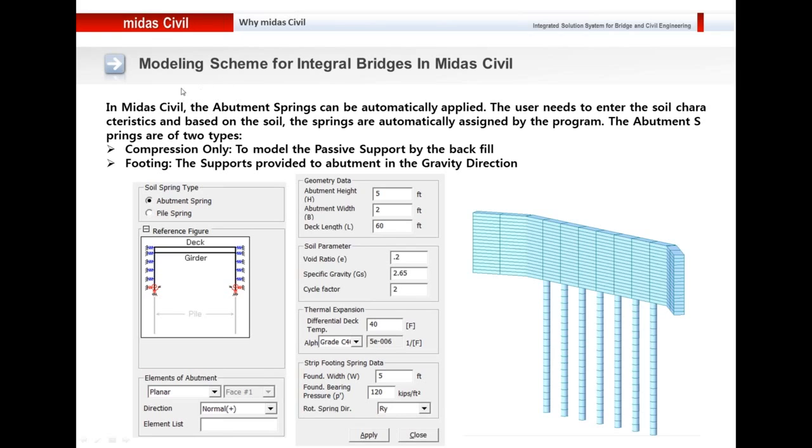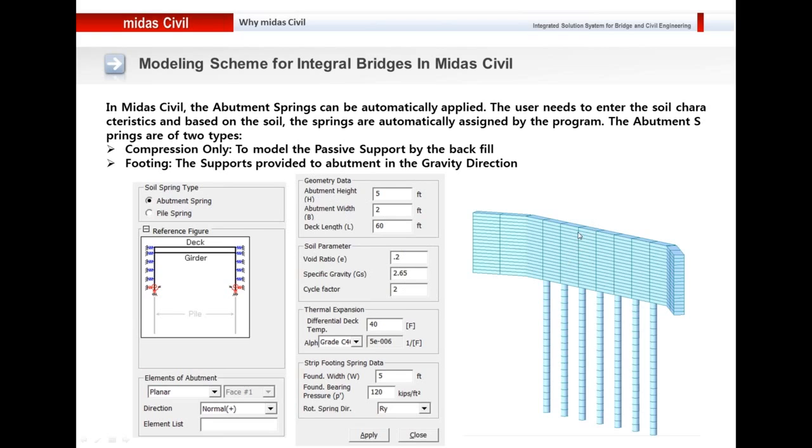Now, to study how the springs are applied in Midas Civil, I've shown you the theory behind it, and then we will see how we can apply the springs to the abutment. So here you can see, when you want to model the spring supports for the abutment, let's say that this is the abutment which has these wing walls, and I want to apply soil supports to this abutment. So what I'll do is I'll go to the integral bridge support feature in Midas Civil, and I'll ask the program to apply the abutment springs for me, and based on the geometric data of the abutment and the soil data, it will apply the soil springs for me.